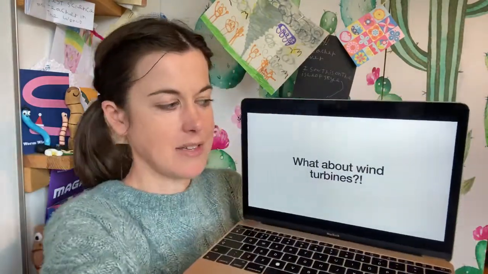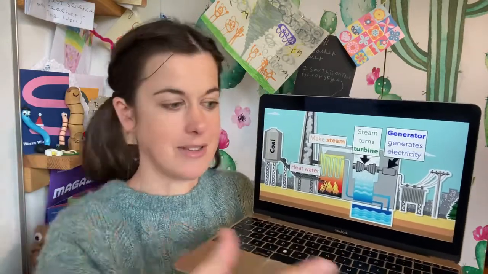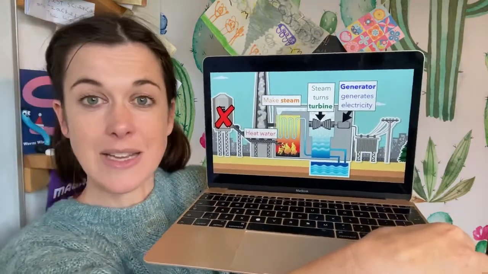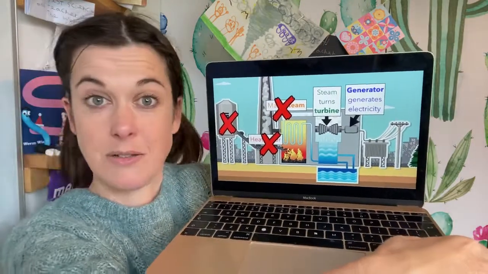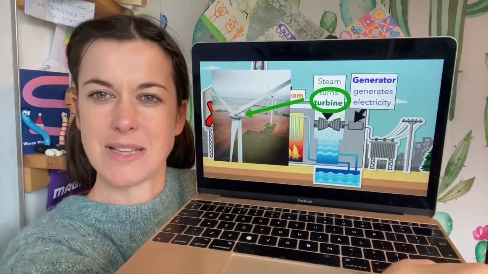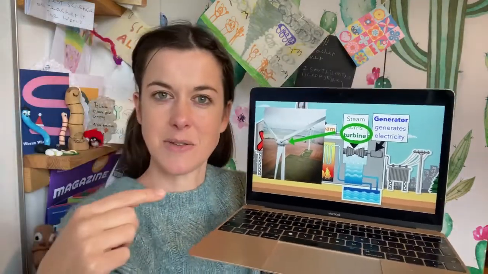So what about wind turbines? Well, that's a great idea, isn't it? The clue's in the name. Wind turbine. They're turbines. So it's like what we just talked about, this process, except you don't need any coal. You don't need to heat the water. There's no steam involved. You just cut straight to the turbine, right? The wind makes the turbine go around, and that's attached to a generator.